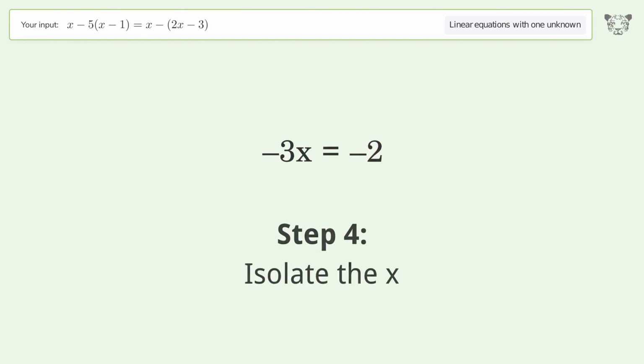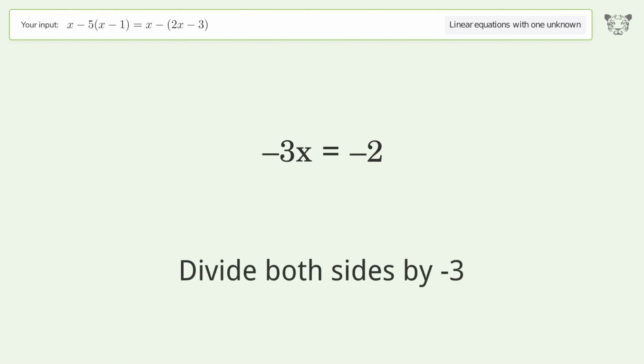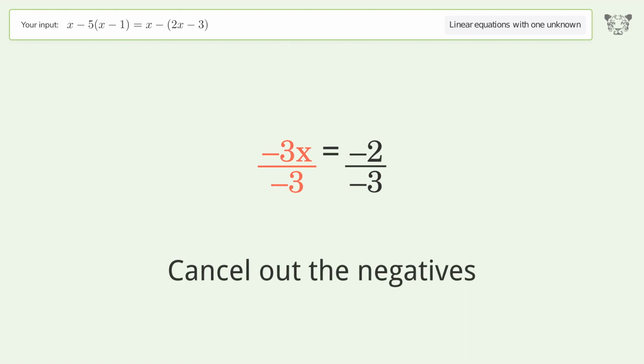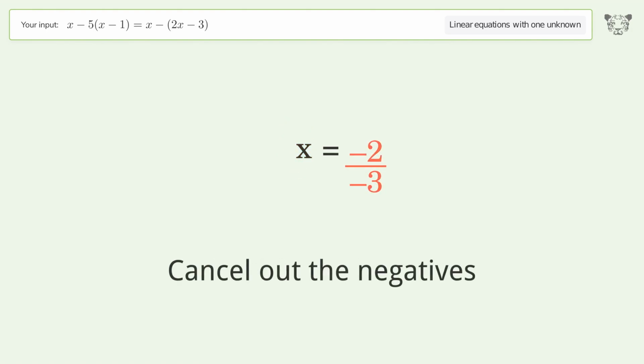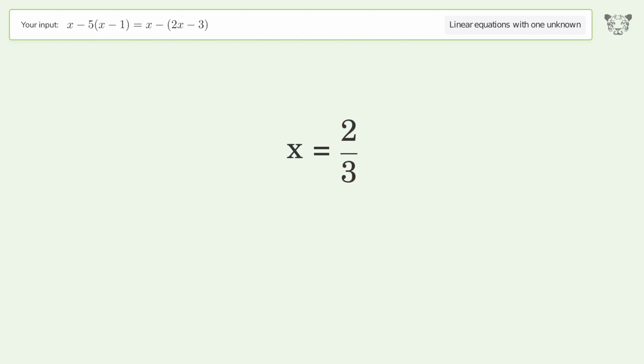Isolate the x. Divide both sides by -3. Cancel out the negatives. Simplify the fraction. Cancel out the negatives. And so the final result is x equals 2/3.